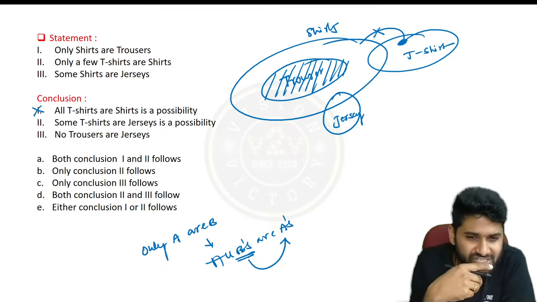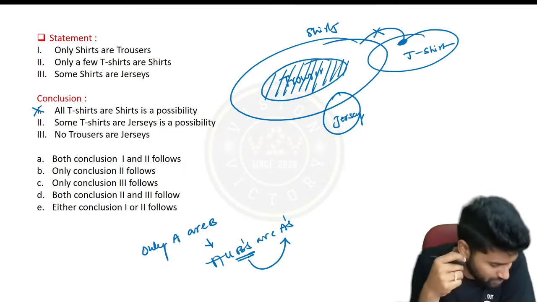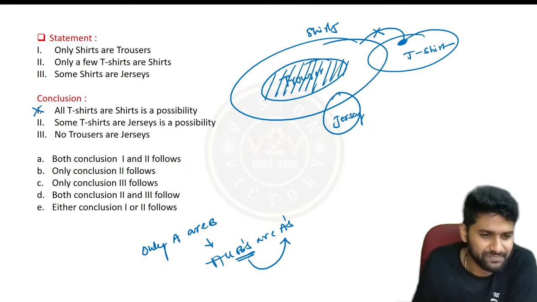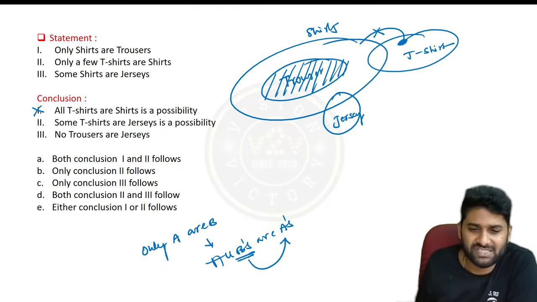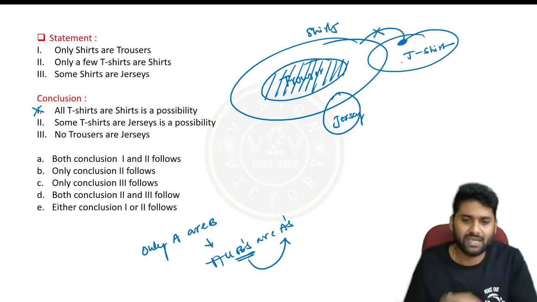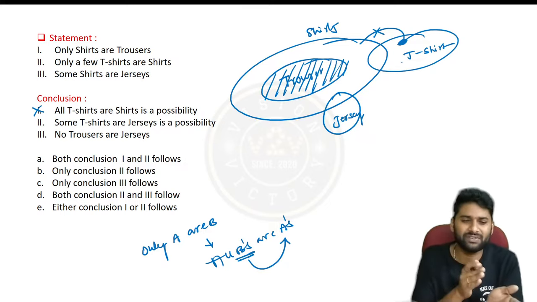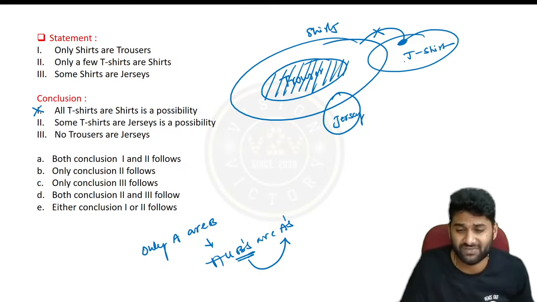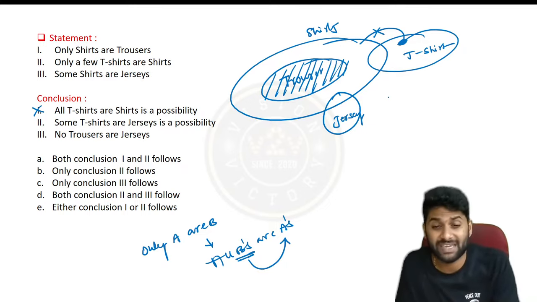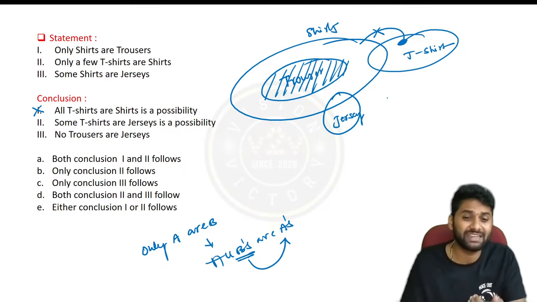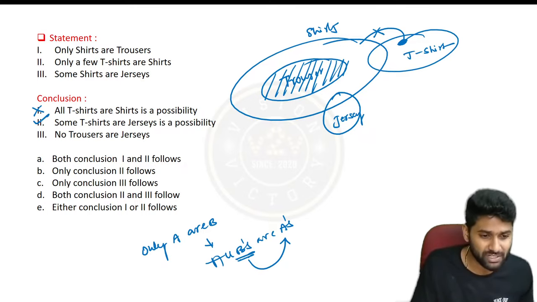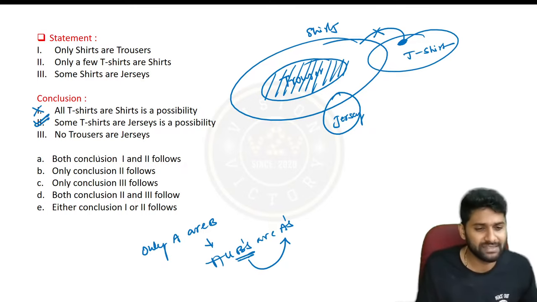All t-shirts are shirts, it's not at all a possibility. Next one: some t-shirts are jersey is a possibility. Guys, now it's a possibility. We can assume it. Why? Because no statement is given between jersey and t-shirts, right? That's why I can assume all jersey can be a t-shirt, all t-shirt can be a jersey. So this is a possibility. Two follows.